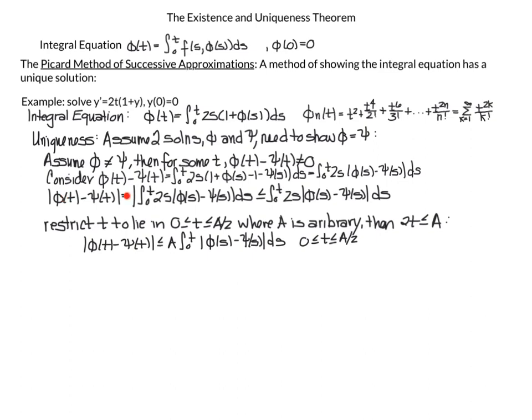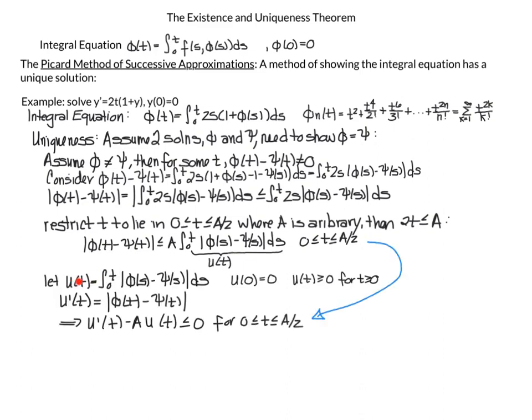So I have the absolute value of phi of t minus psi of t is less than or equal to a times, except I changed it, the integral from 0 to t of the absolute value of phi of s minus psi of s ds. But this equation is a linear differential equation in disguise. To see that, we're going to let u of t equal this portion, the absolute value of phi of s minus psi of s. I've written down u of t and what it's equal to here.